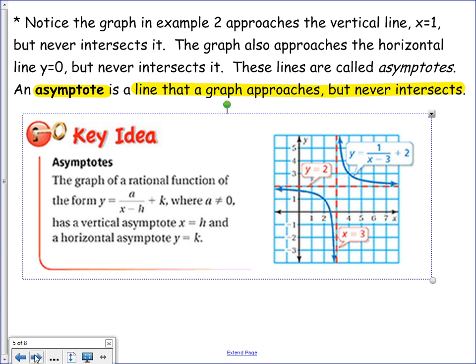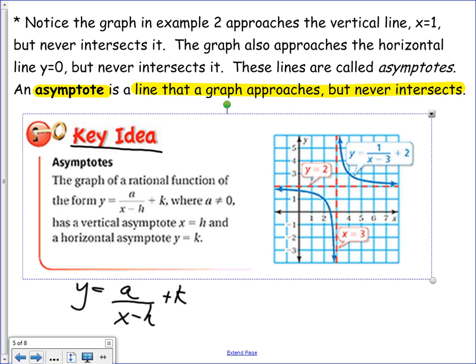The key idea tells us how to find asymptotes when the function is in the form y equals a divided by x minus h, plus k. I'll rewrite it down here so it's easier to see. Remember, a can't be 0. The vertical asymptote, the vertical line, would be x equals h. So it has to be x minus h. If it were x plus h, then it would be x equals the opposite of h.